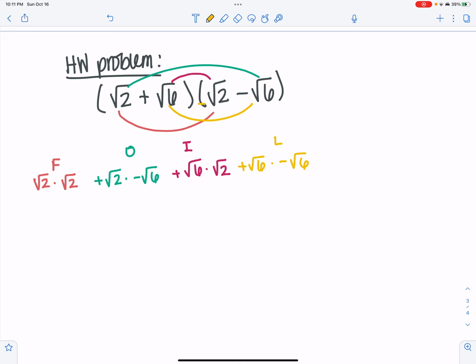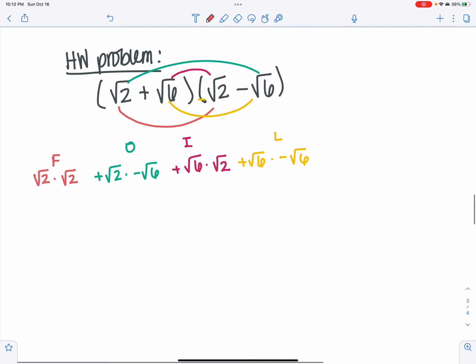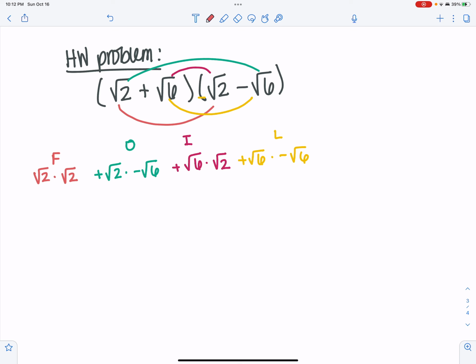Now I'm going to go through and simplify each section. The first, square root 2 times square root 2, is going to be the square root of 2 times 2, or 4. And so the square root of 4 is 2. Same thing with the next one. I've got that negative sign. Square root 2 times square root 6 is going to give me the square root of 2 times 6, or 12. And then the next one, square root of 6 times square root 2 is going to give me the square root of 6 times 2, or 12. And then the last one, I've got that negative sign out front. Square root 6 times square root 6 is the square root of 36, or 6.